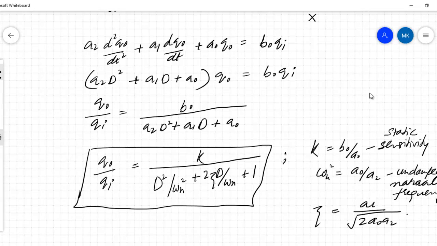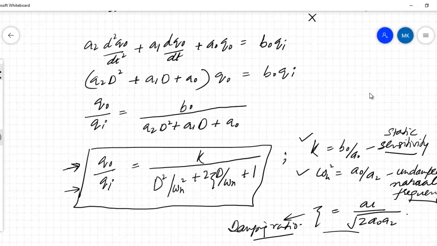So it obviously has components of static sensitivity, a component of the frequency, and a component of the damping ratio. Alright, so this is nothing but a relation between output and input, which tells us this is the measure and this is the output value from the instrument. But it obviously follows this type of characteristics, which means it will have static sensitivity, frequency, and a damping ratio.